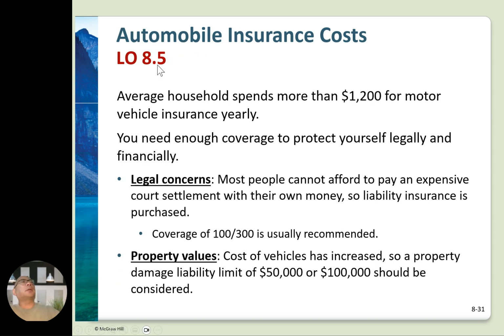When I look at the next one, objective number 5. Insurance cost: the average person spends about $1,200 for motor insurance yearly. This is cheap, I think.